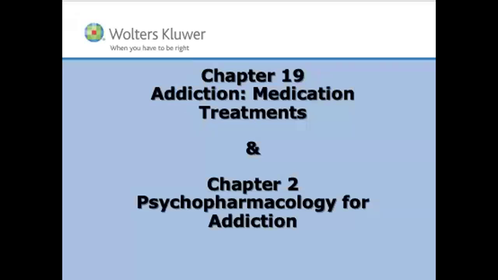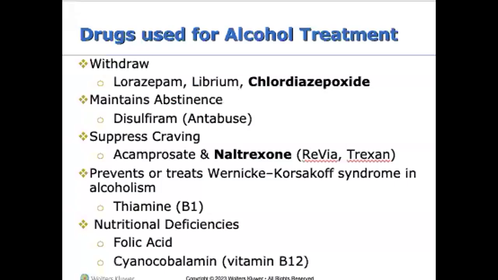This is Chapter 19, Addiction, just focusing on the medication treatments and a little bit about the psychopharmacology for addiction. So, drugs used to treat alcohol. When we're talking about withdrawal symptoms, we can use short-acting benzos like lorazepam, Librium. We can also use chlordiazepoxide. This is a long-acting benzodiazepine that can be used for treatment.